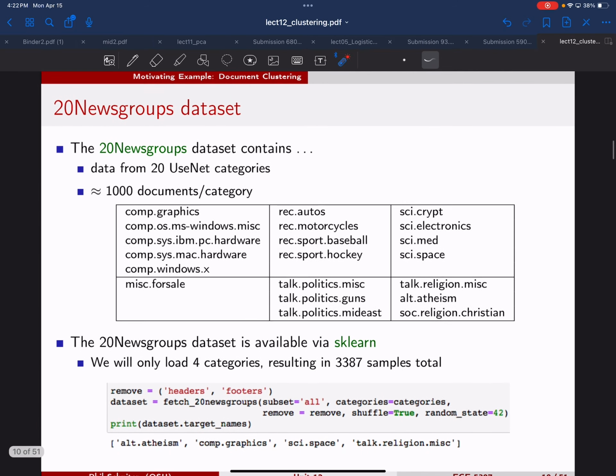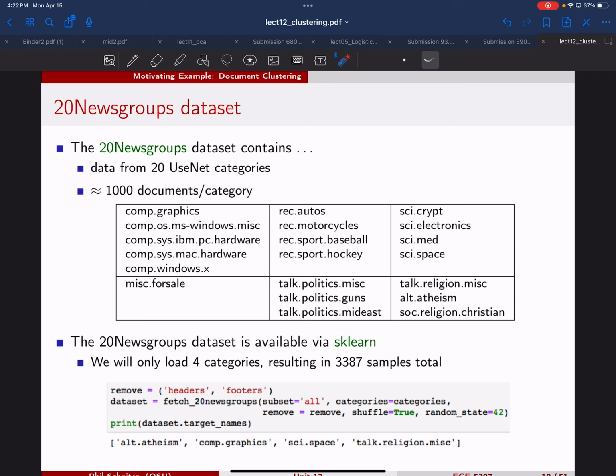Okay, so this 20 newsgroups dataset contains data from 20 different Usenet categories. So these are the categories. You can see it's kind of hierarchical. There's a bunch on computing, there's a bunch on recreation, science, and so on. And each of these categories has about 1,000 documents.